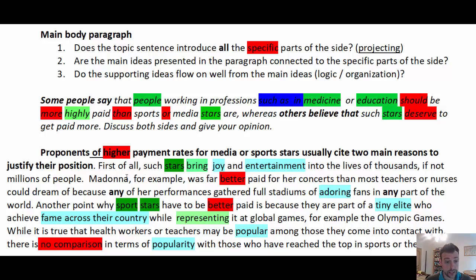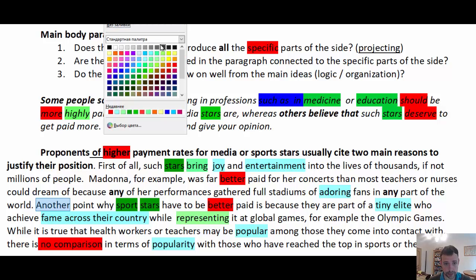Okay, and then that flows a little bit better now. The next thing here, another point why, that's a little bit mechanical because you've got sports stars, whereas here there was nothing about sports stars. And the word another as a linking word, well, what colour can be linking? Let's make linking pink.